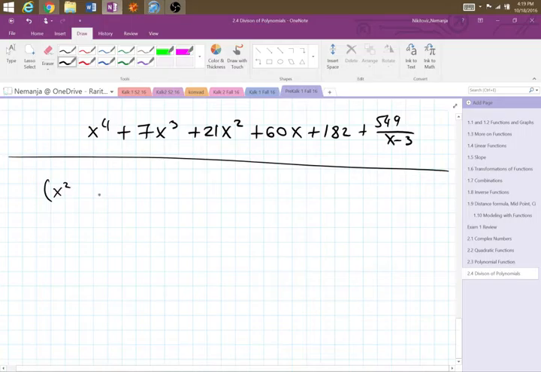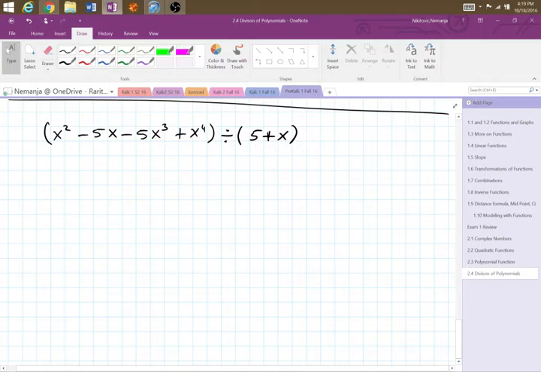X squared minus 5x minus 5x cubed plus x to the fourth, and then 5 plus x. We have to put it in the correct order.